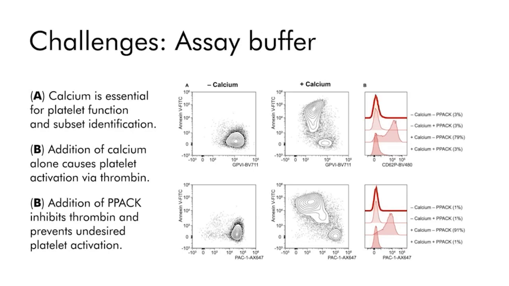So in the absence of calcium and PPAC, CD62P and PAC1 are low, indicating an absence of platelet activation. Addition of PPAC alone does not change CD62P or PAC1. However, addition of calcium alone causes an increase in CD62P and PAC1. So calcium is causing platelet activation. But the addition of PPAC along with calcium is enough to prevent undesired platelet activation.